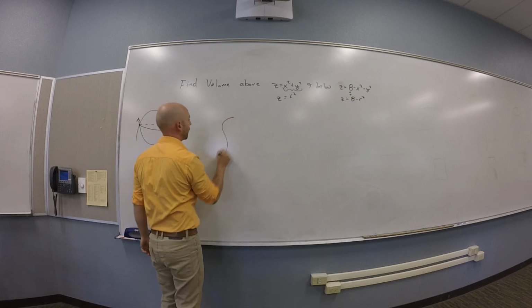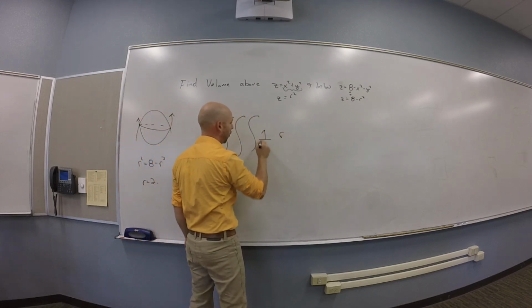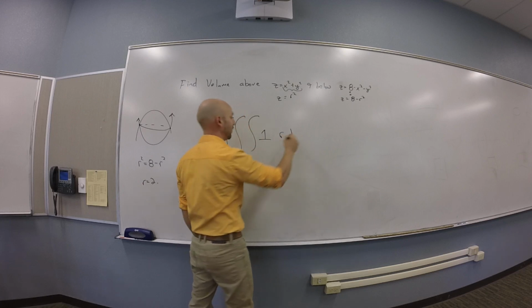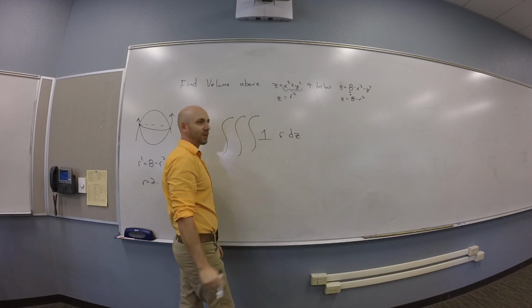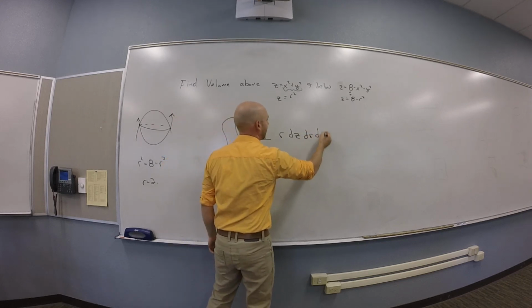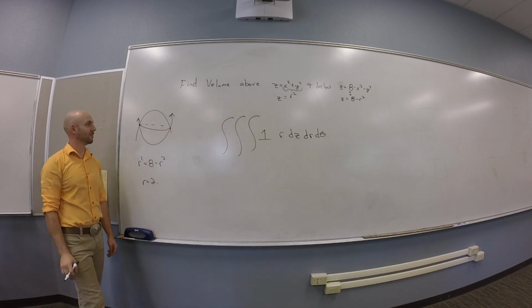So if I'm going to do this in cylindrical, I need an r dz dr d theta. You definitely want to start with dz. D theta can be anywhere, and dr and d theta in either order. But you definitely want to go with z first.